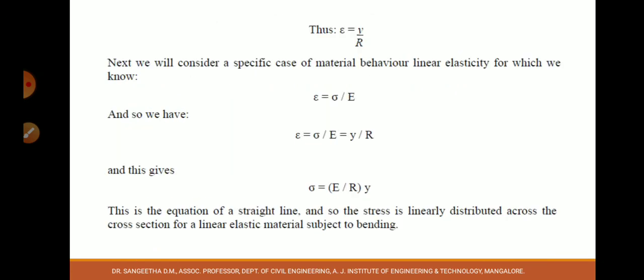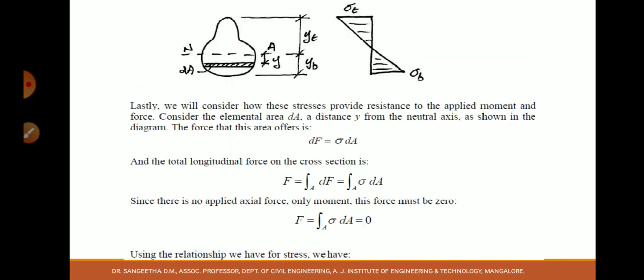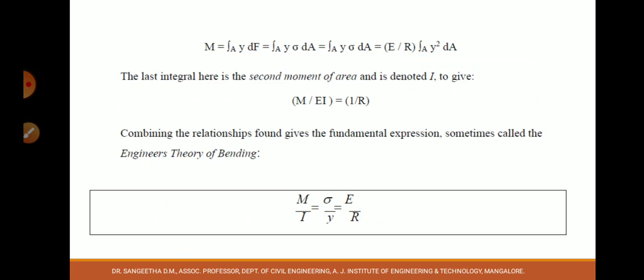Here we have sigma is equal to E by R into y. Bringing in the relationships so that we have three common parameters, this is known as the engineer's bending theory. M by I is equal to sigma by y is equal to E by R. This is the engineer's theory of bending, and it is a very important and golden equation.